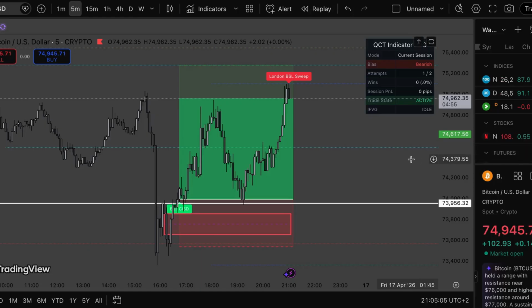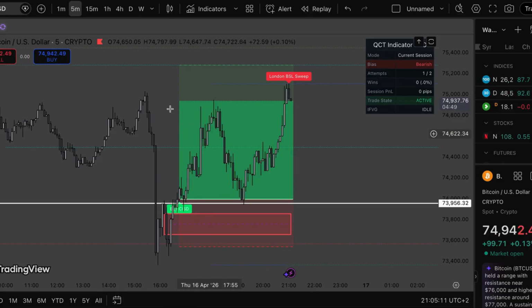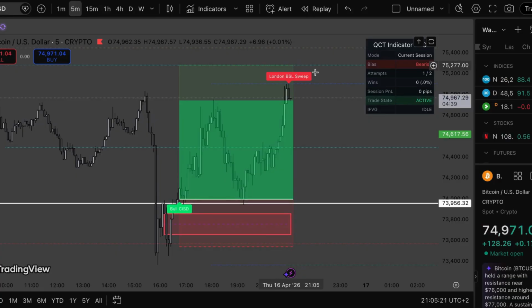I'll just be going over the trade I took on BTC earlier this week. Right now the indicator has indicated a trade on BTC as well, on the 5 minute. It's currently running in quite a bit of profit here, almost reaching TP. Again, this is fully automatic.